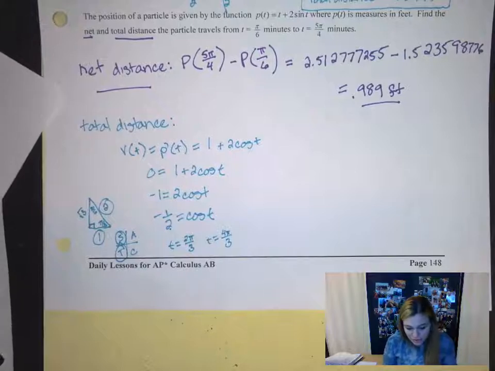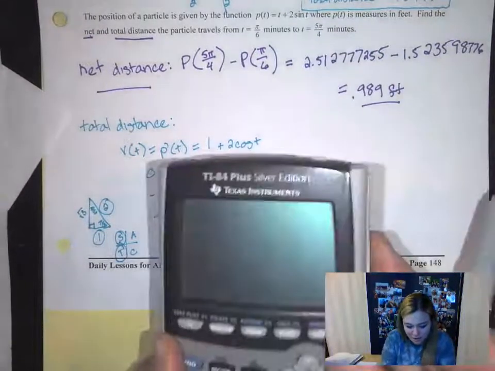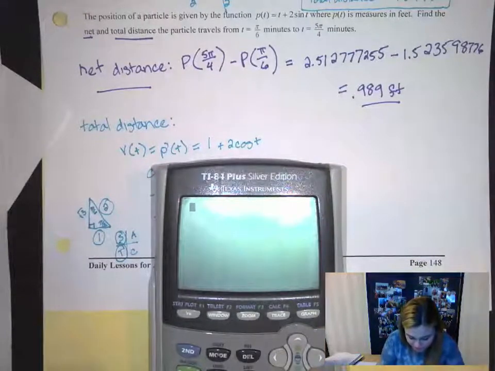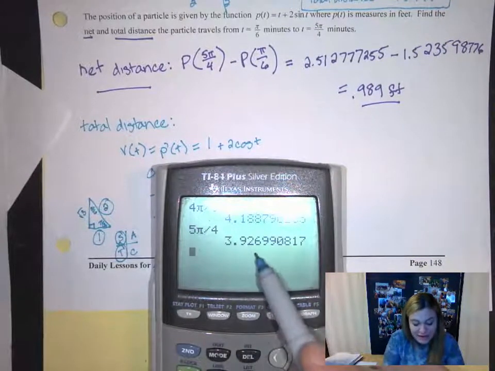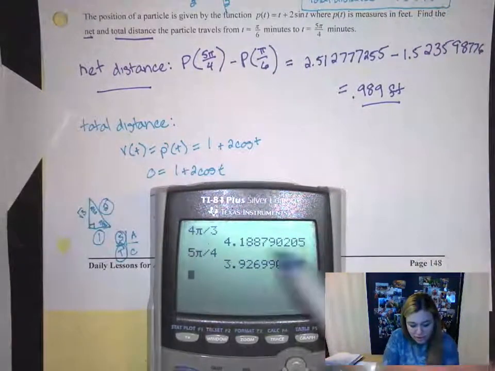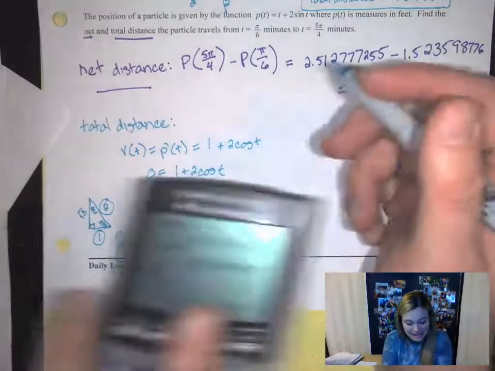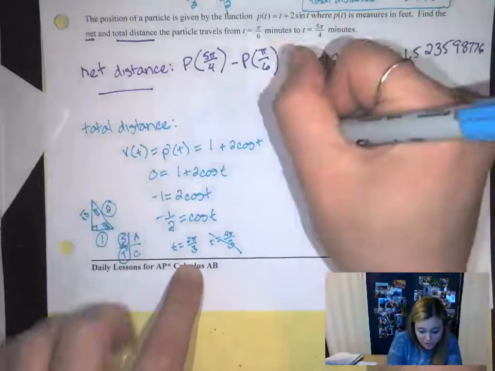But 4 pi over 3 is 4.188, and 5 pi over 4 is actually 3.926. Sorry, it's really hard to see. There we go. So 4 pi over 3 actually isn't in that interval, so you don't use that. So the only place where I change positions is at 2 pi over 3.